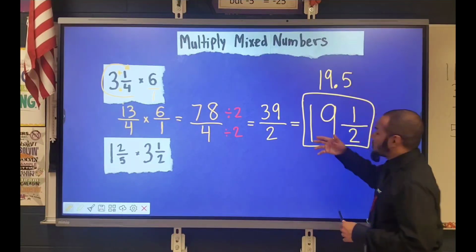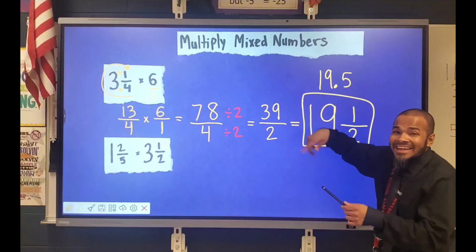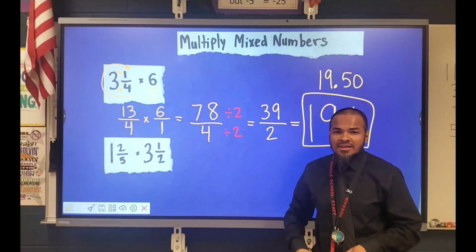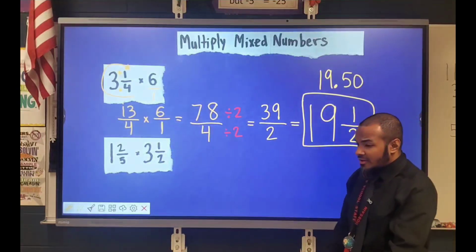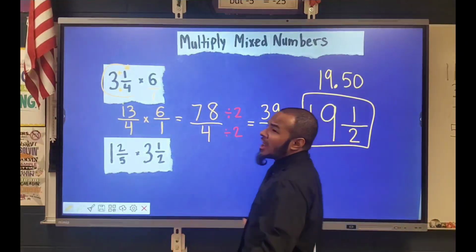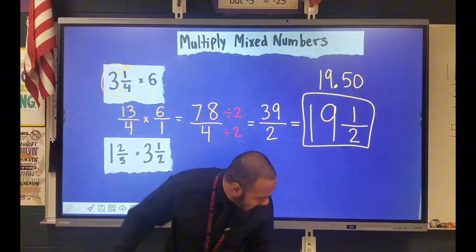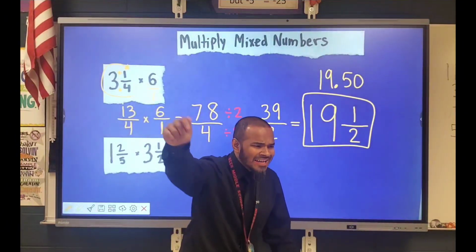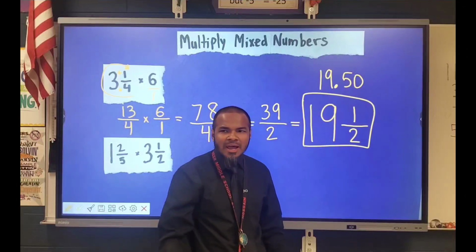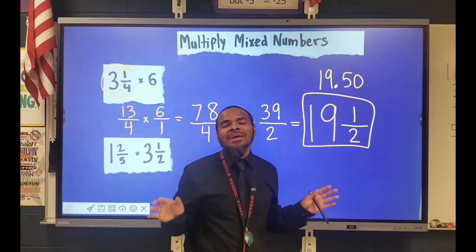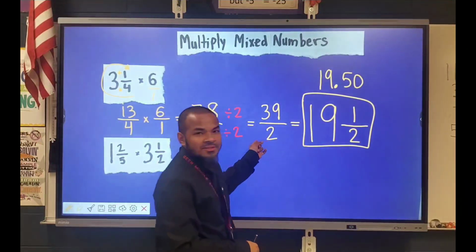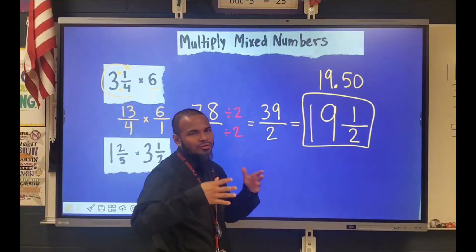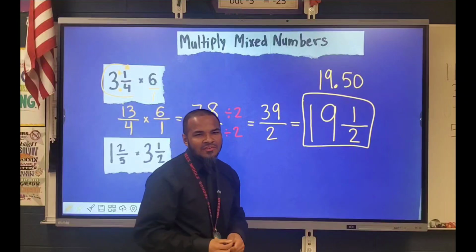19.5. If you want to make that look like money, all you have to do is annex a zero because it doesn't change the value, and so that's $19.50. So if somebody was walking down the street and all of a sudden says, oh my God, I found $39, and somebody across the street says, no, that's mine, I found it first, and you say, yo, let's just split it. That's what that looks like. $39 divided by 2. Those two individuals get $19.50.